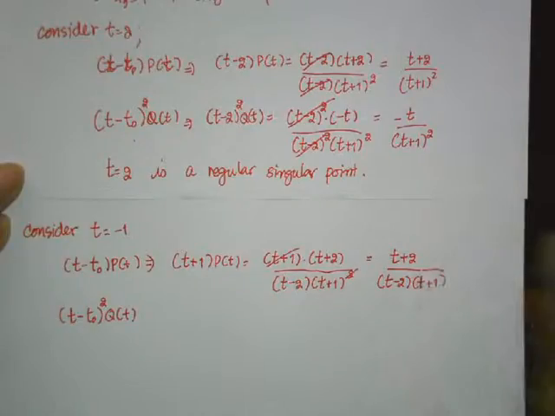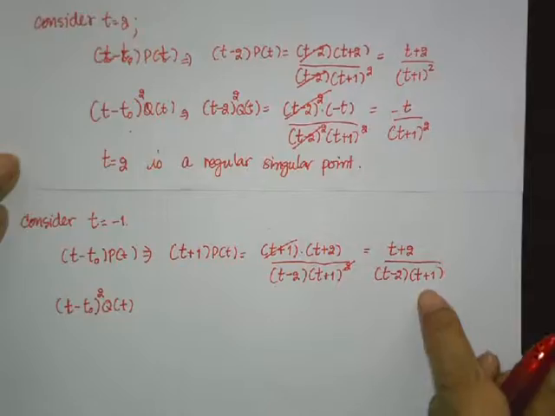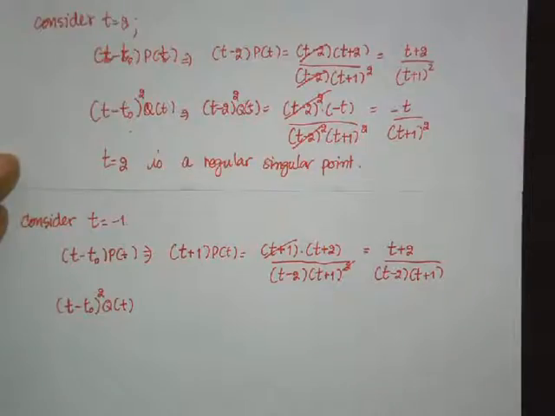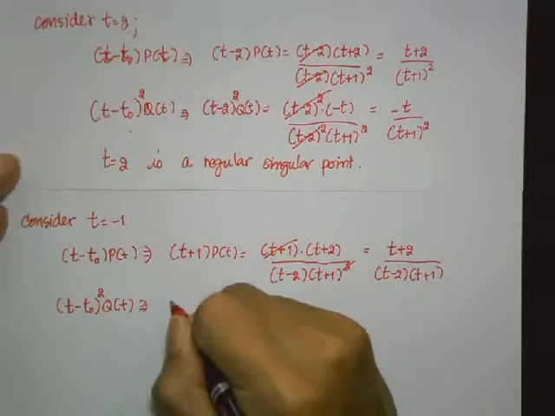With this function, if you plug t equal to minus 1 in here, can you find the value of this function? You plug minus 1 in there. No, you can't. So this one you might guess that t equal to minus 1 is an irregular singular point. We check the other one again.